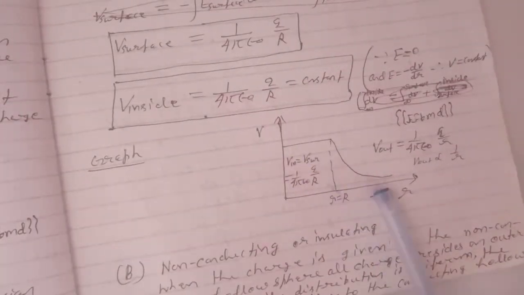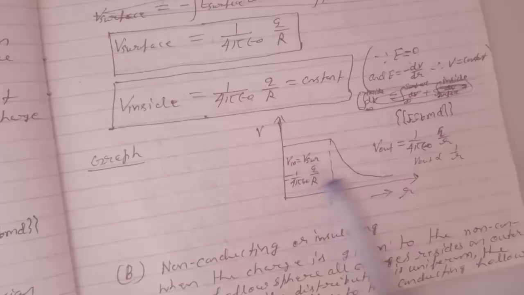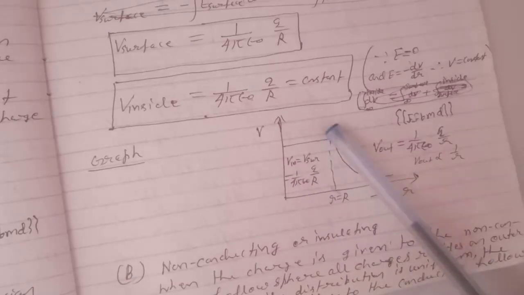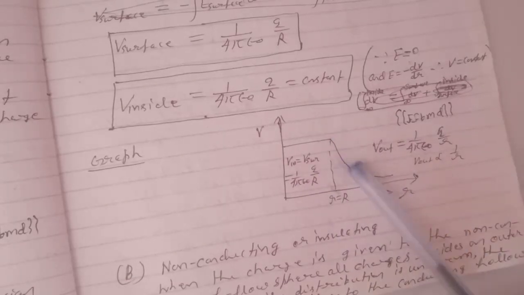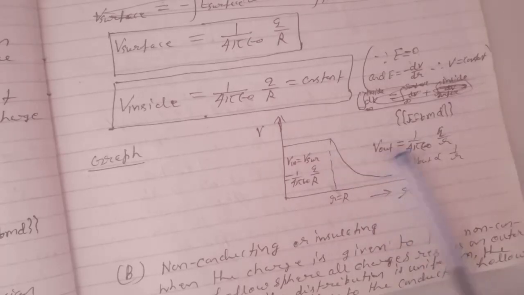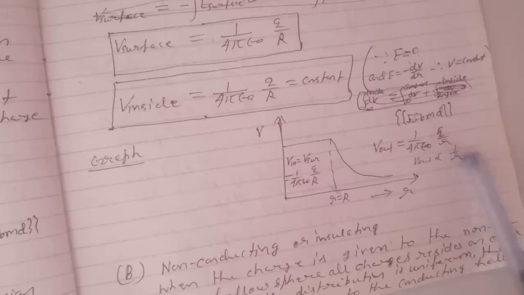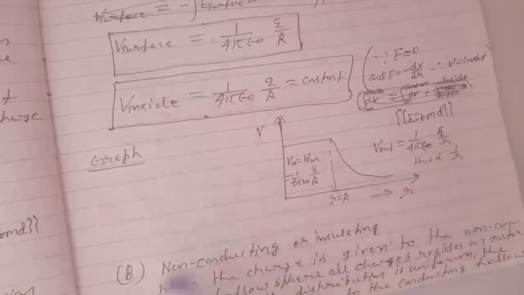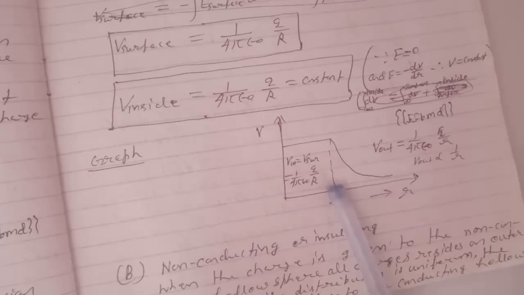It is shown in the graph as different values at different positions. This shows the graph of potential versus distance outside the sphere. That is, V out equals 1 by 4 pi epsilon naught q by r, so V out is proportional to 1 by r. And at R, that is at the surface, and inside, the potential will be constant and given by 1 by 4 pi epsilon naught q by R.